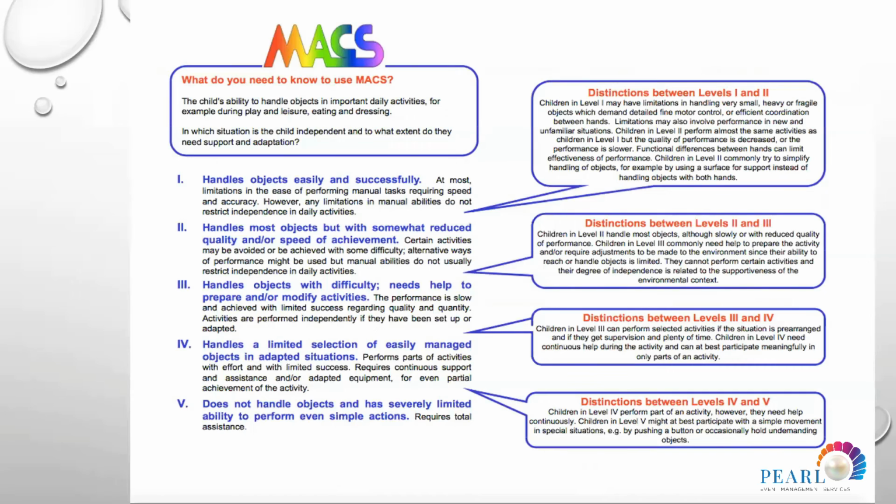The Manual Ability Classification System is used usually by the occupational therapist, and it is also a 5-level classification system which classifies the hand movements and the participation in the activities of daily living, like playing, dressing, and eating.